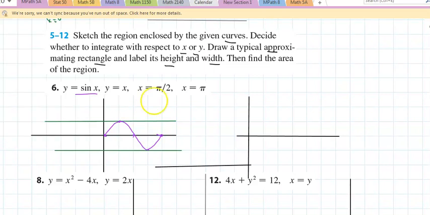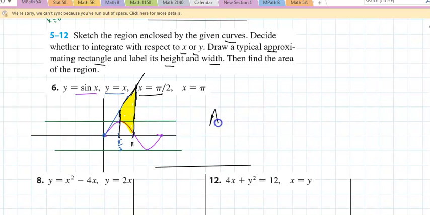Y equal x: 0, 0. When I get to pi over 2, right? Pi over 2 is 1.57, so y is 1.57. So I notice that the line is definitely above this. And I'm running this between x equal pi over 2 and x equal pi. So kind of off. I'm talking about this area.